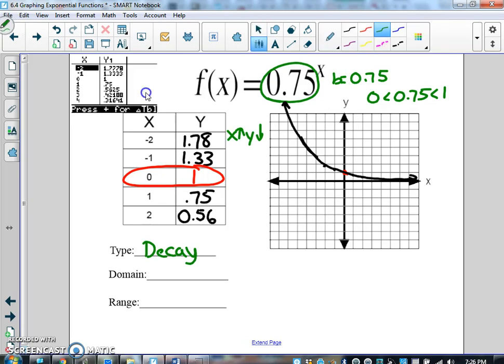Again, as usual, I see this asymptote at y equals 0. My numbers will continue to get smaller. 0.75, as I continue to multiply a value by 0.75, they'll get smaller and smaller.